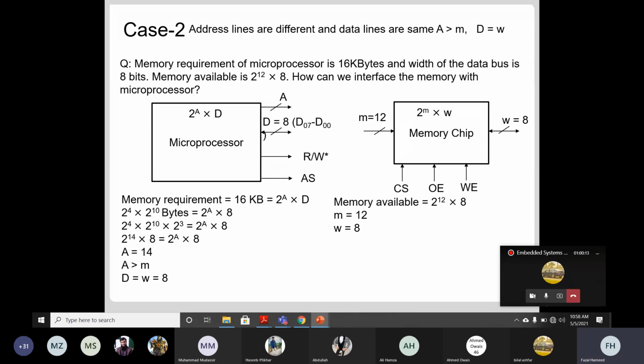So now we are studying scenario number 2, or case number 2, when address lines are different. It means that A is greater than M, and data lines are the same, which means that D is equal to W. Now if we look at this problem, how many memory chips do we require?